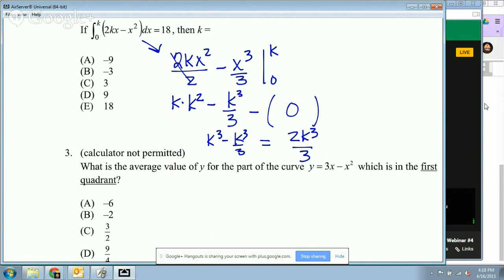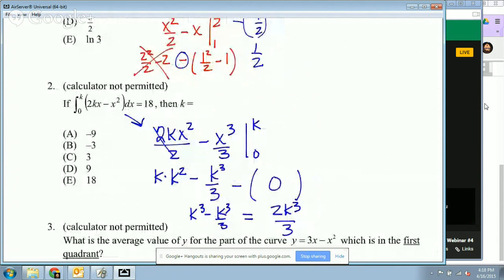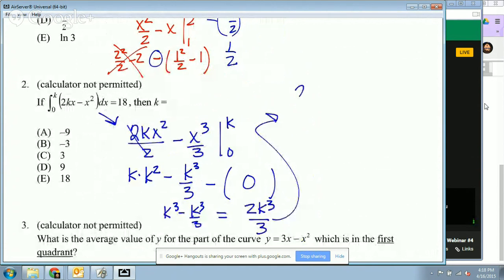If I take a look at it, okay, I know that this integral, I'm reading it, if the integral is equal to 18, then, oh, the integral is equal to 18. So I know that 2k cubed over 3 is equal to 18. I'm going to multiply by 3 halves, which gives me that k cubed is 27.